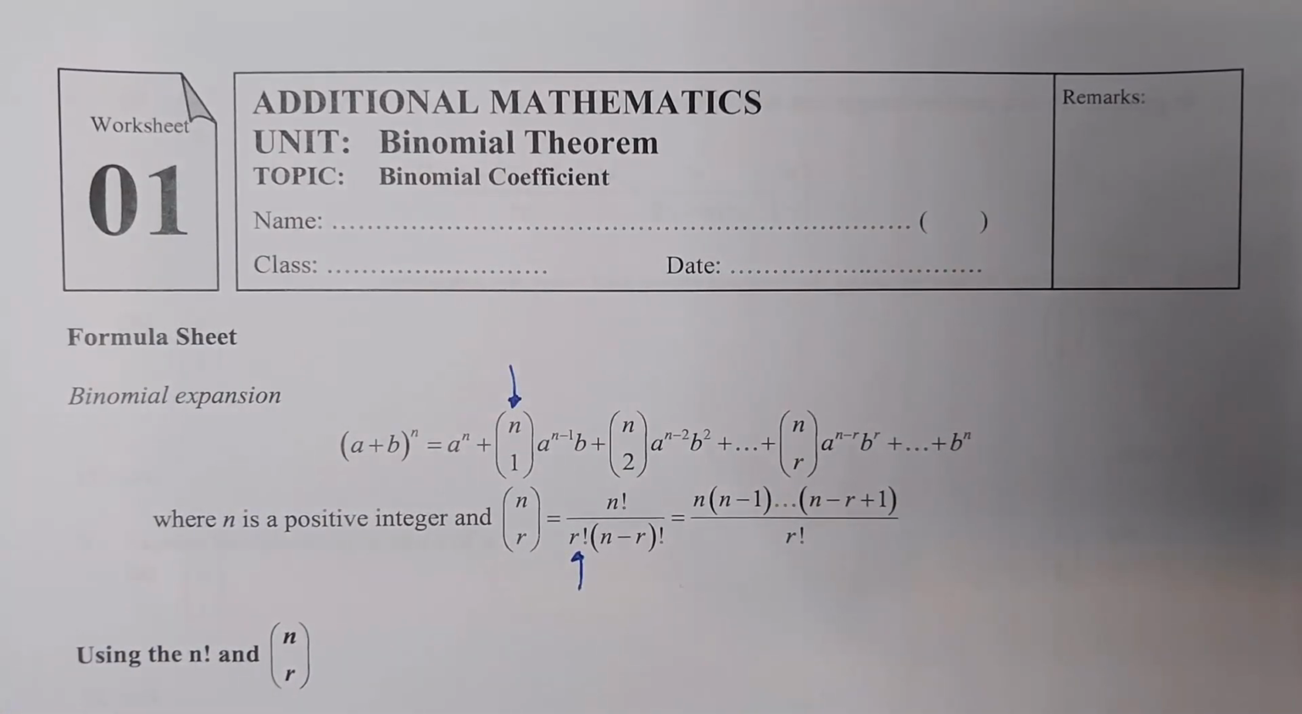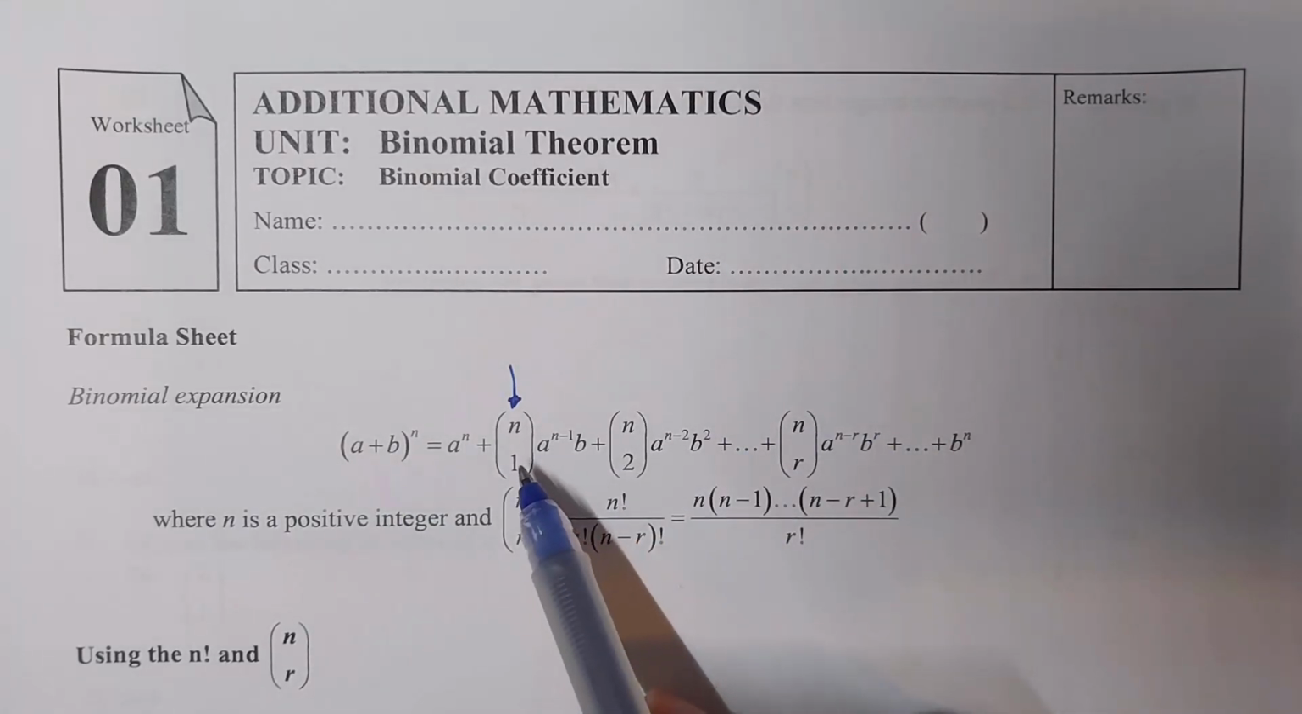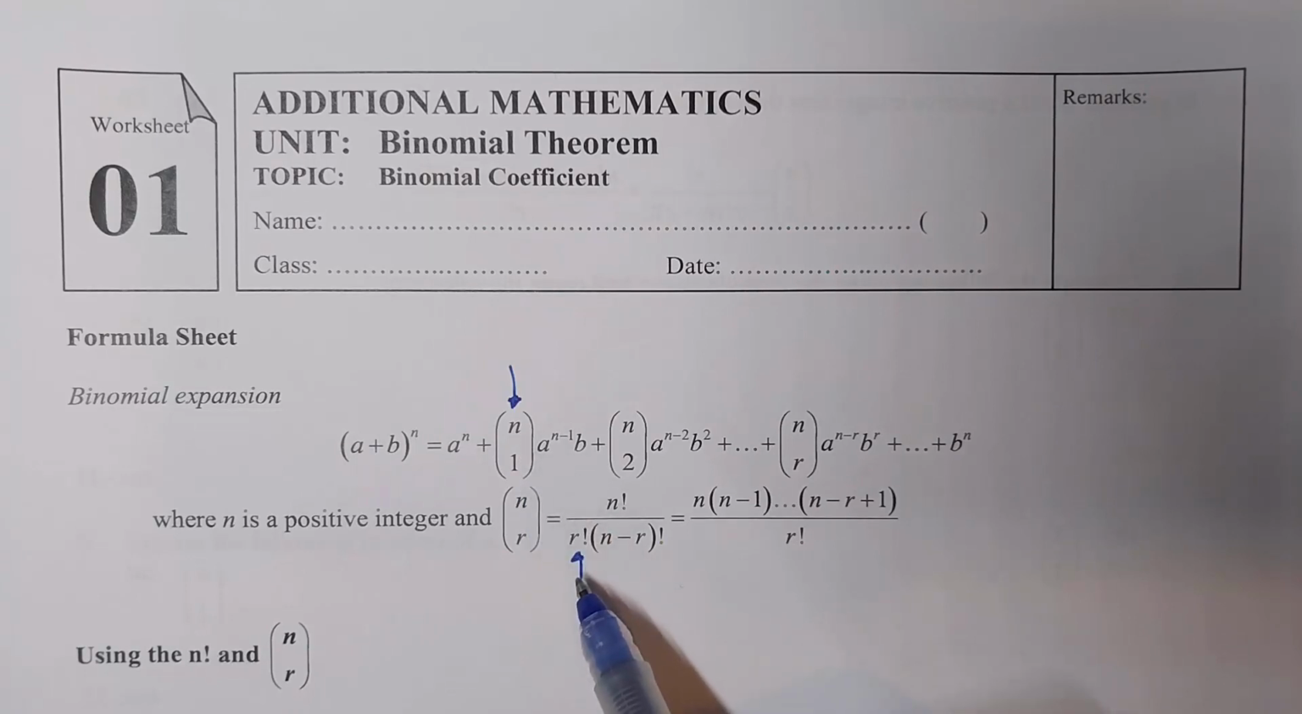In this lesson, we are going to learn about binomial theorem. The binomial expansion is given by this equation here. In order to understand the binomial expansion, we will first need to understand these two notations here. Let's start with the first notation, which is n factorial.